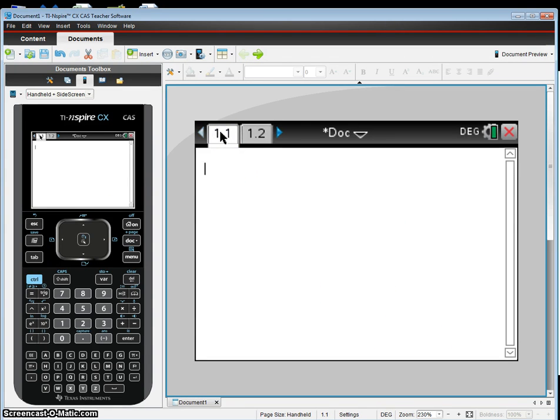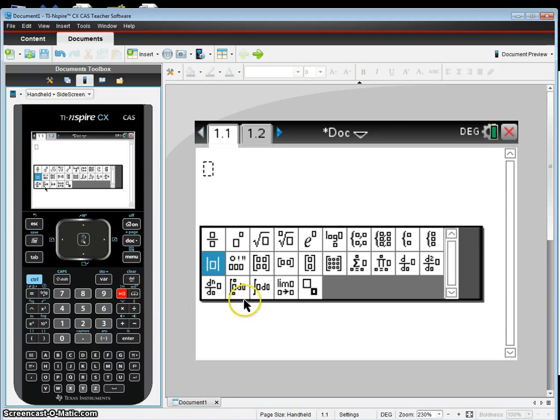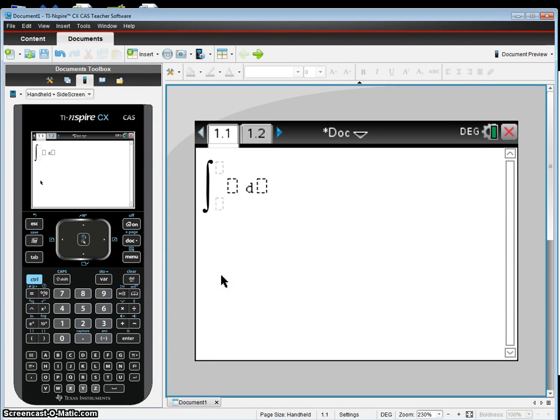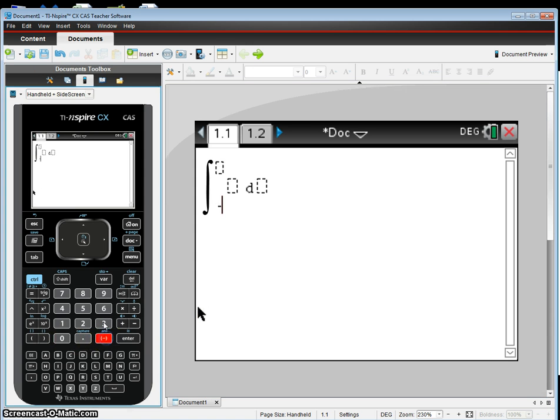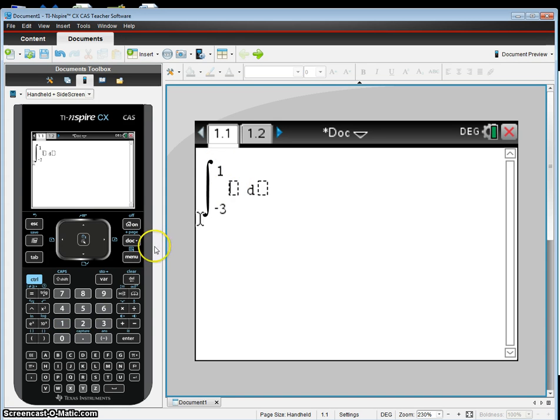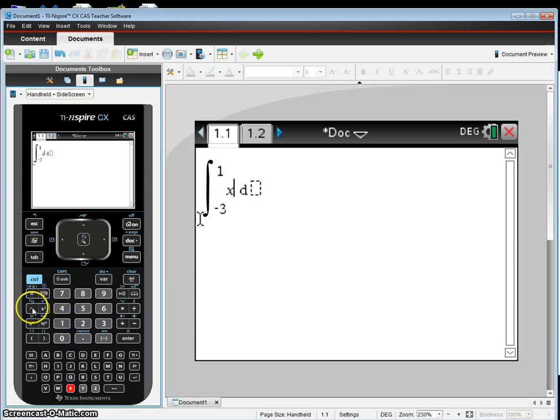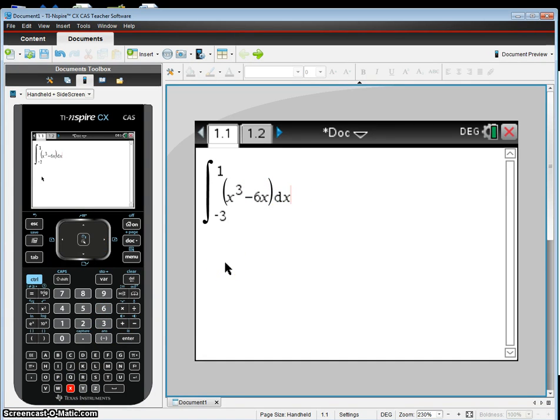What I actually prefer to do is use it in my calculator menu. If you start a calculator menu, this little button down here, right next to the book, has the definite integral right down here, with the little limits of integration. All I have to do is click on that and plug in exactly how I see it on paper. So negative 3 to 1, and my function again was x cubed minus 6x dx. I have to tell it what differential to use, and I just hit enter.